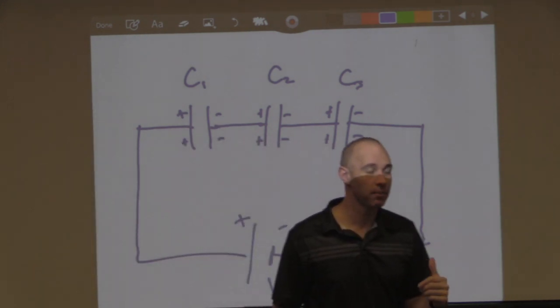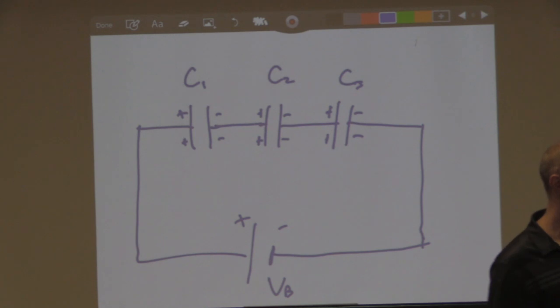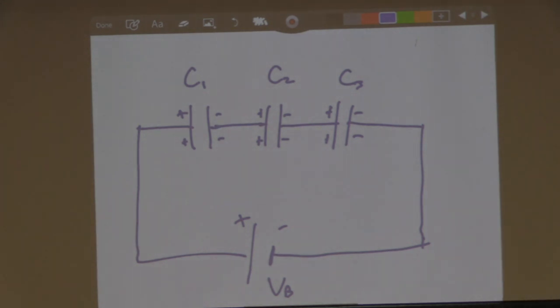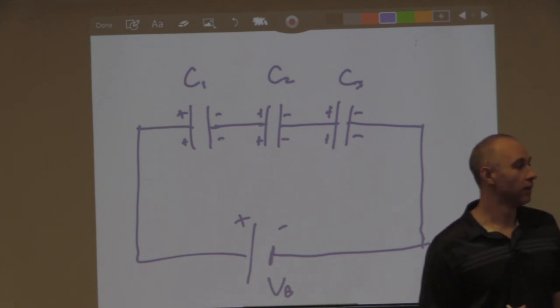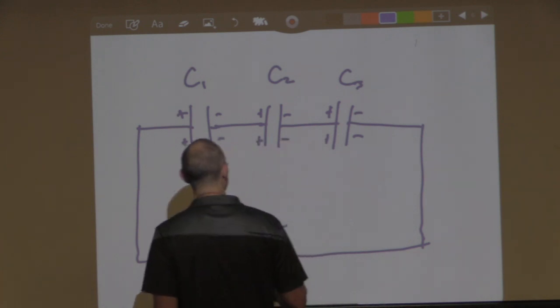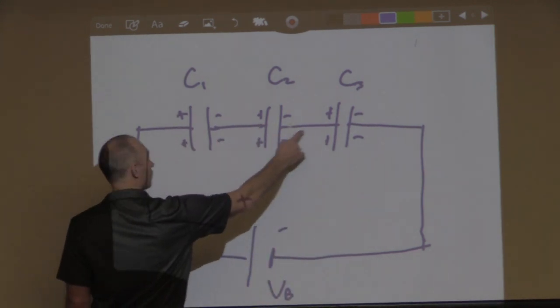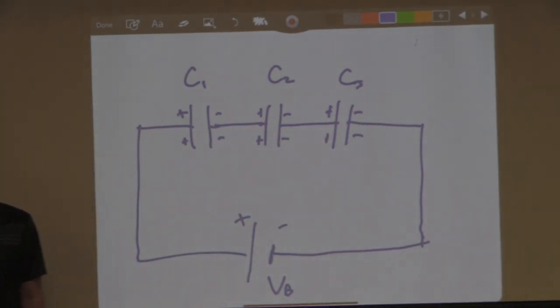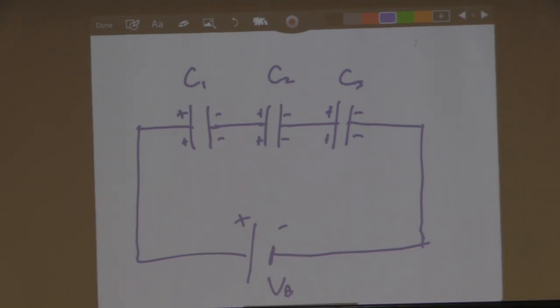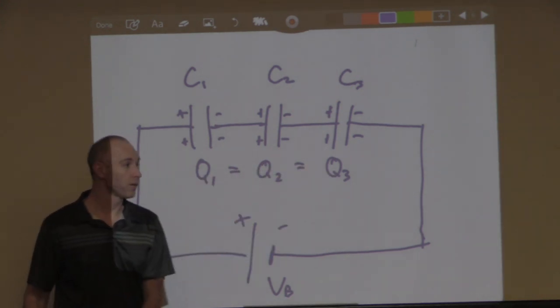Because this is how they charge up, it's limited by the smallest capacitor. Whatever the weakest capacitance is going to be the limiting factor because it won't take on any more charge at a certain point. That being said, since this got all its charge from that one and this got all its charge from that one, the charge on the capacitors, we'll call Q1, Q2, and Q3, all have to be equal. Q1 equals Q2 equals Q3.